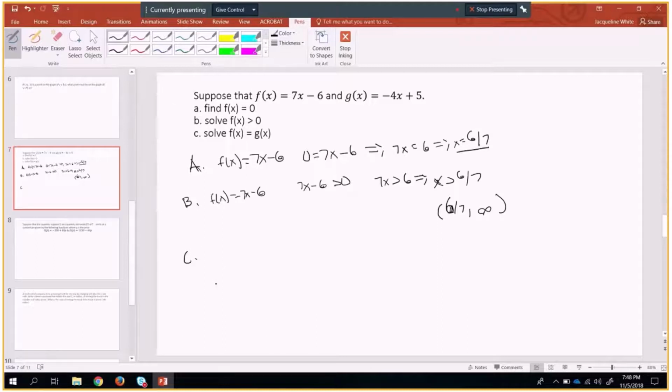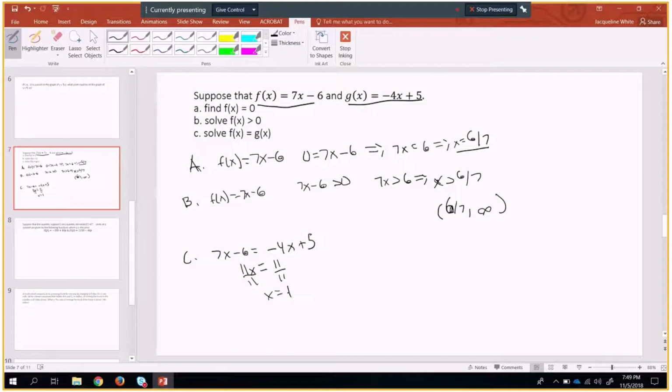We have that f of x is equal to g of x, and we want to solve for that. So we just make these two equations equal to each other and then solve for x. We have that 7x minus 6 is equal to negative 4x plus 5. Then solve for x. We add 4x on this side to get 11x is equal to, we add 6 on the other side to get 11x is equal to 11, and then beautifully, because math is beautiful, divide 11 on both sides to get that x is equal to 1.